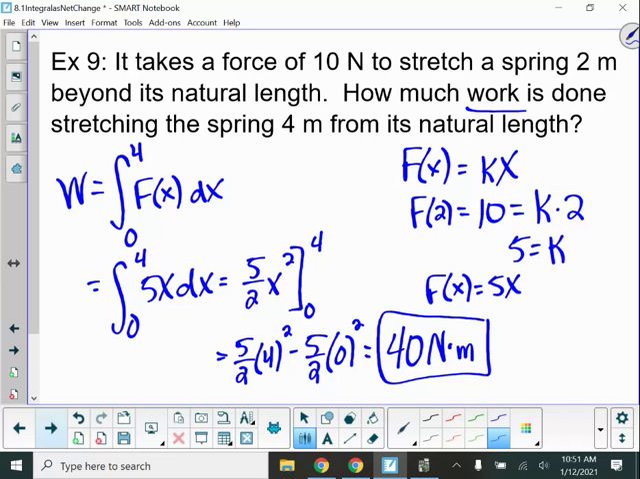So you can't just do the force times the distance for the work because you want to accumulate the total work. So that's why you need to do the integral from your natural state to how far it was being stretched.